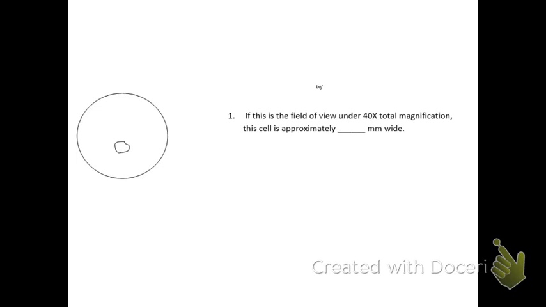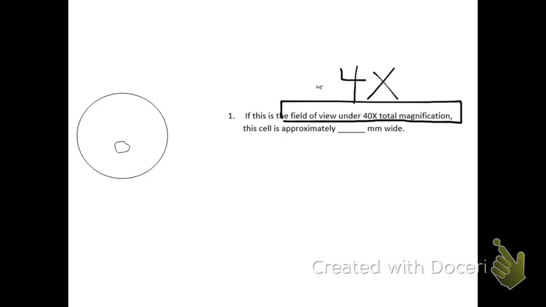So here's why this field of view is so important and really an important skill for you to learn. This is the field of view at 40x total magnification. So you know that at 40x total magnification, you're using the 4x objective. We just said that when you're using the 4x objective, from here to here, all the way across, remember, it's 5 millimeters. That's important to know. So the question is, how big is this object? How big is the cell that you're seeing in this view?